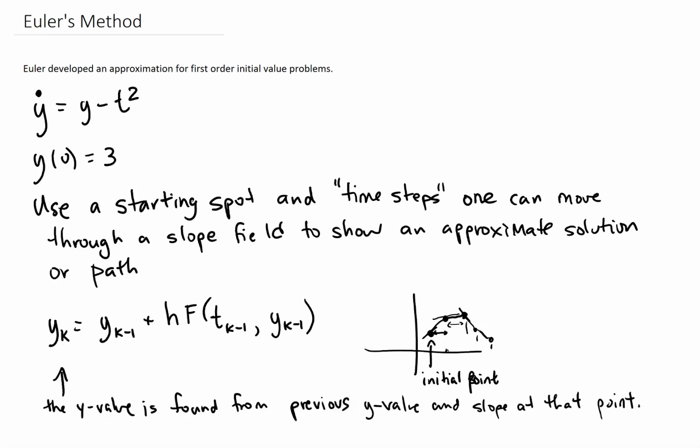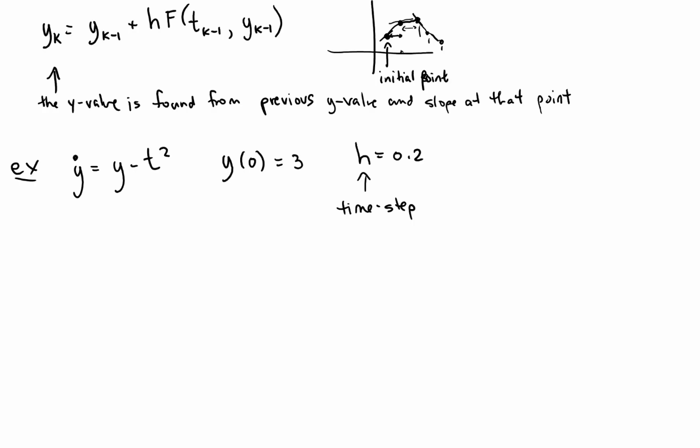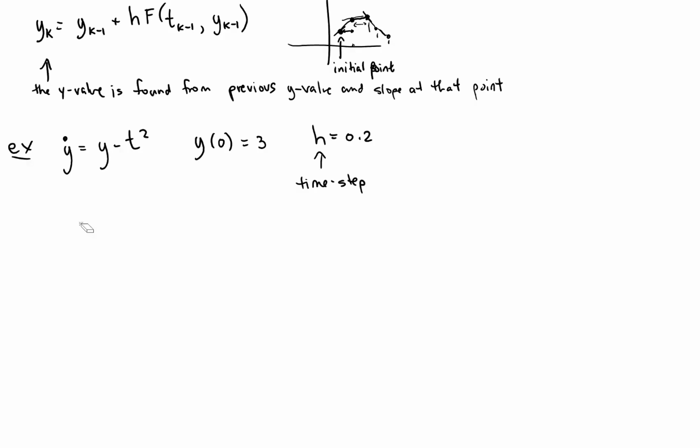So let's take a look at the example I gave of y dot equals y minus t squared and the initial condition. And we'll use little time steps of 0.2. You'll notice that we're using h to represent these time steps. So we have our first point, which is y(0) equals 3. That's given to us as our initial condition. And now we start the iterative approach.